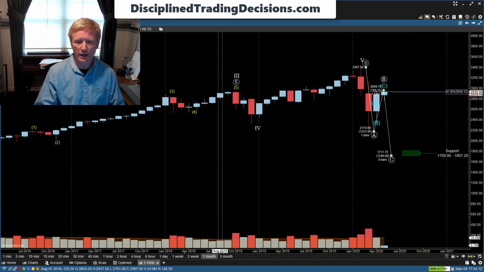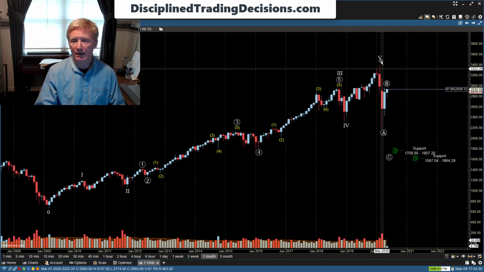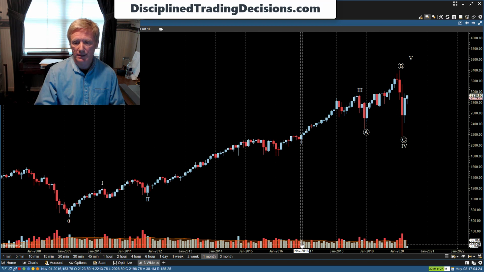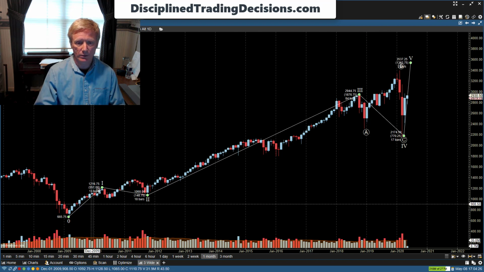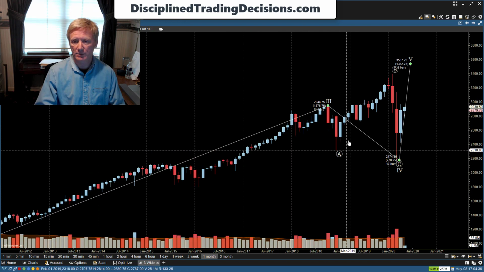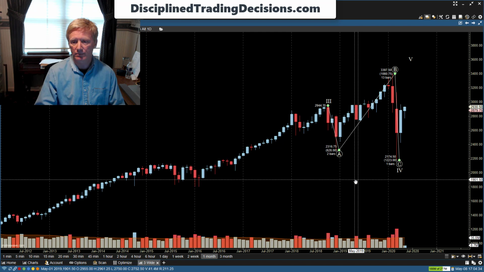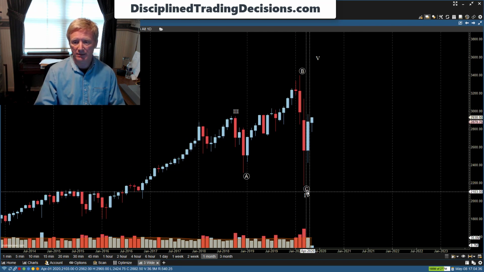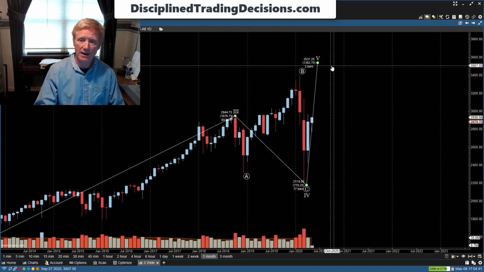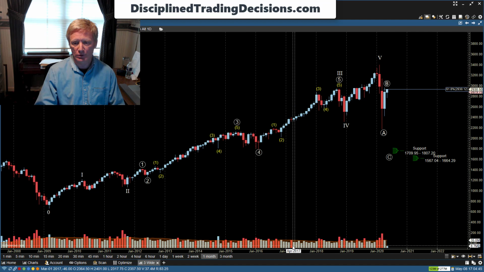Here's the bull count. So you can see the bear count where you have 5 waves here. The bull count says that this is wave 3, 1, 2, 3. And instead of this being a 5th wave, this is an expanded flat. If this is an expanded flat, then this would be wave 4, and we're looking to break the high. So let's take a closer look at the bear count first of all.